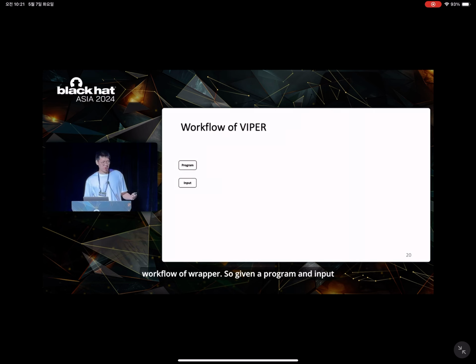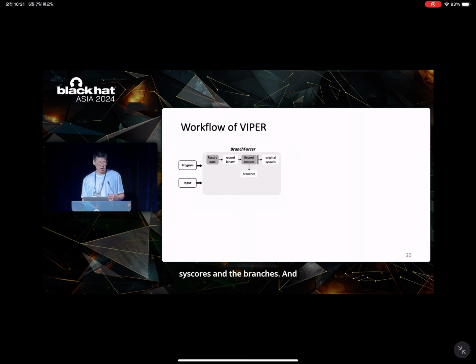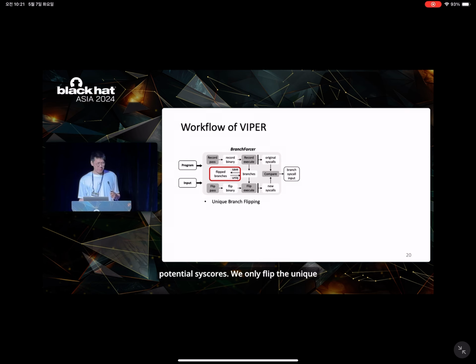And here is the workflow of Viper. Given a program and input, the branch forcer will first dry run the program to collect the triggered syscalls and the branches. And then it will flip every branch during the re-execution and identify potential syscall guard branches. We only flip the unique branches triggered by new syscalls, and we use a fork server to speed up the re-execution.